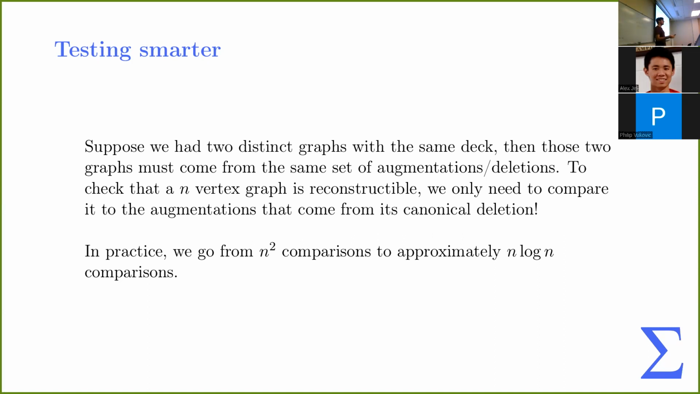But basically what he's saying is, to go from an n vertex graph and show that it can be made from a deck, all you have to do is compare the augmentations that come from its deletion, right? If the augmentations of its canonical deletion are all good, then for that graph you don't have to compare it to anything else, because it can't come from anything else. Does that make sense? It's a sort of local search.